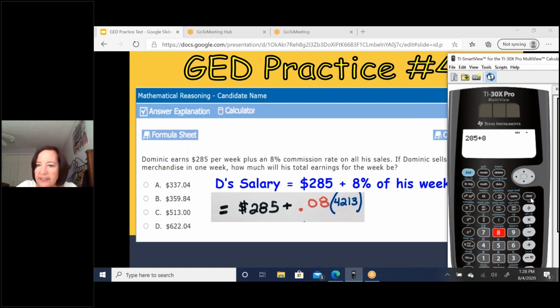So because it's the second function written in light blue, I'm going to click the second button first. And now I'm going to click the division button, but it's going to give me percent. And now I'm going to put in my parentheses so it knows it's a separate number, $4,213. And now I'm going to close my parentheses.